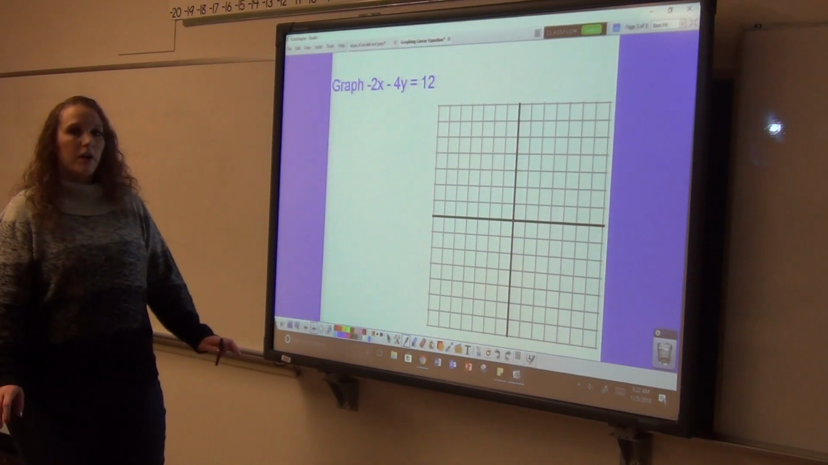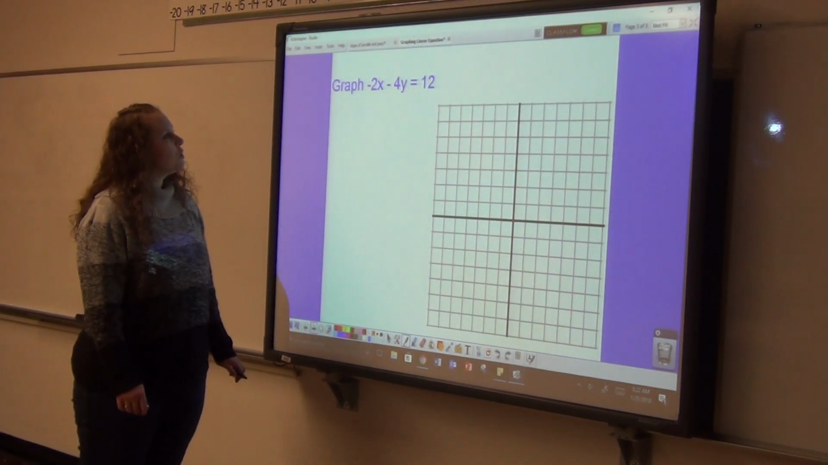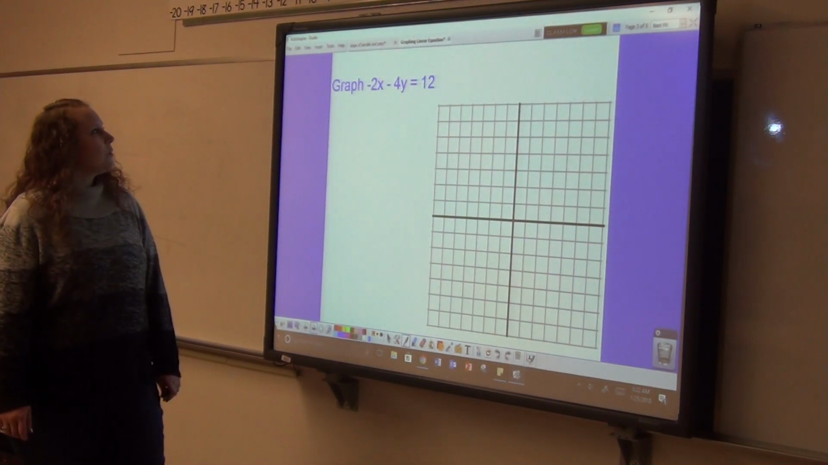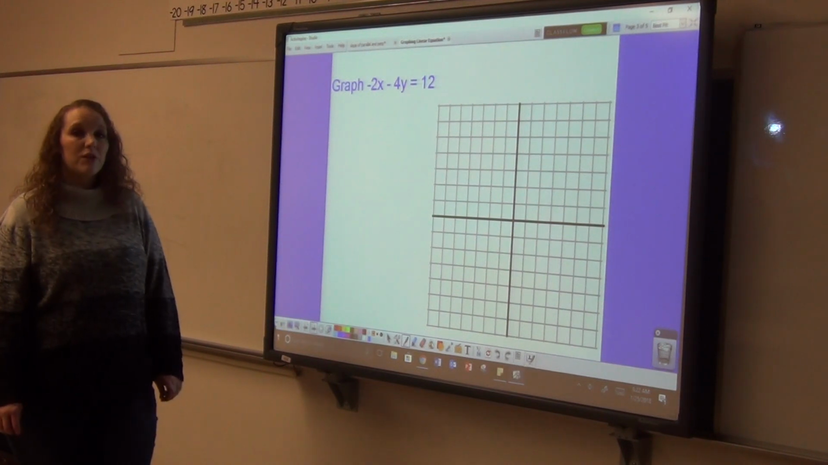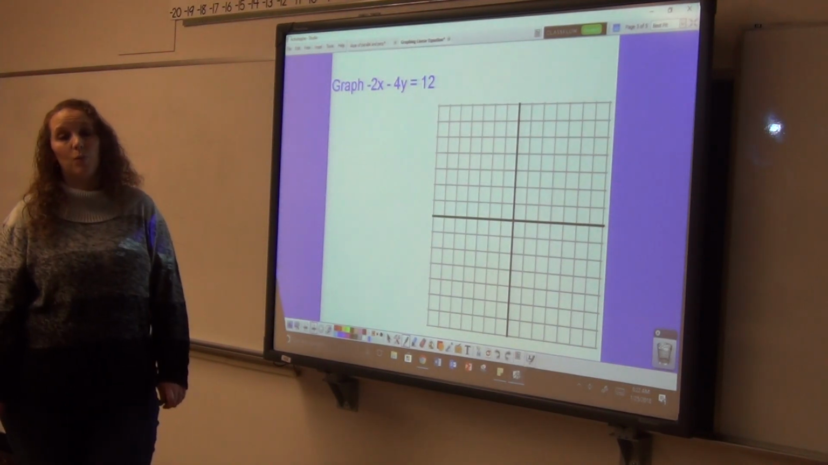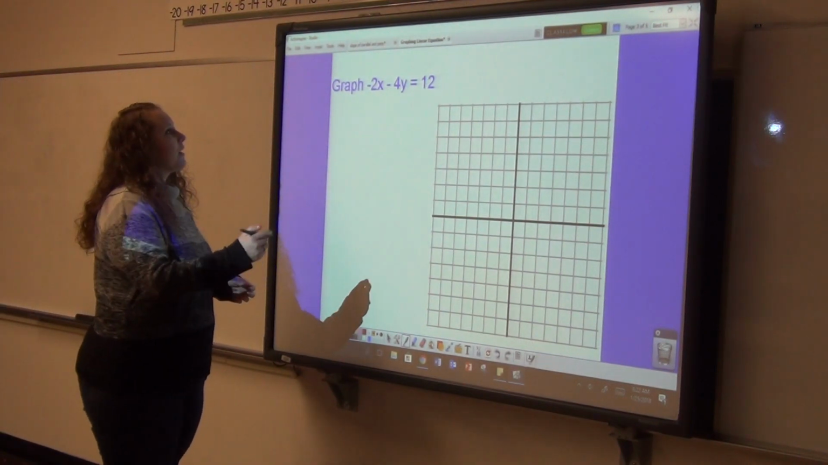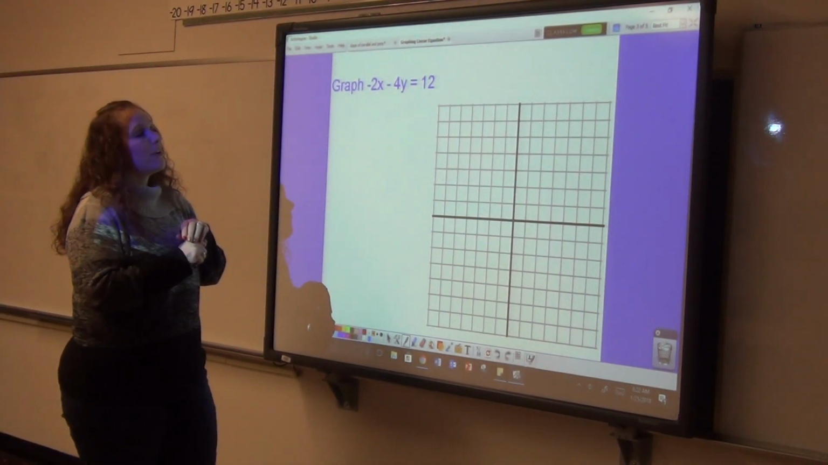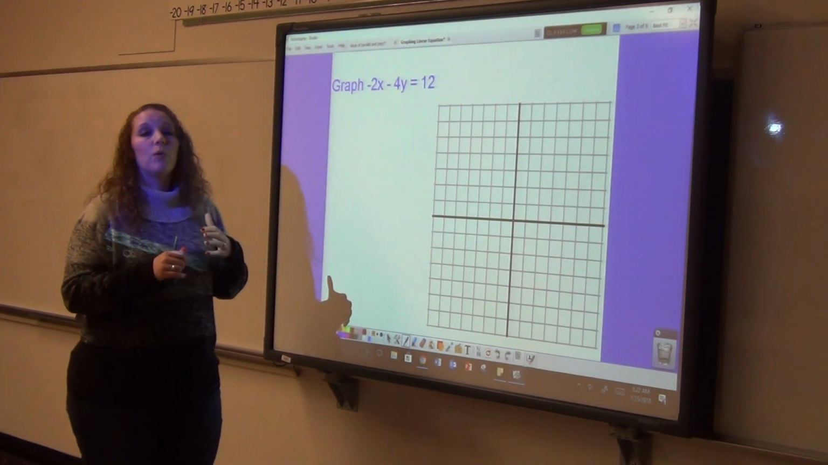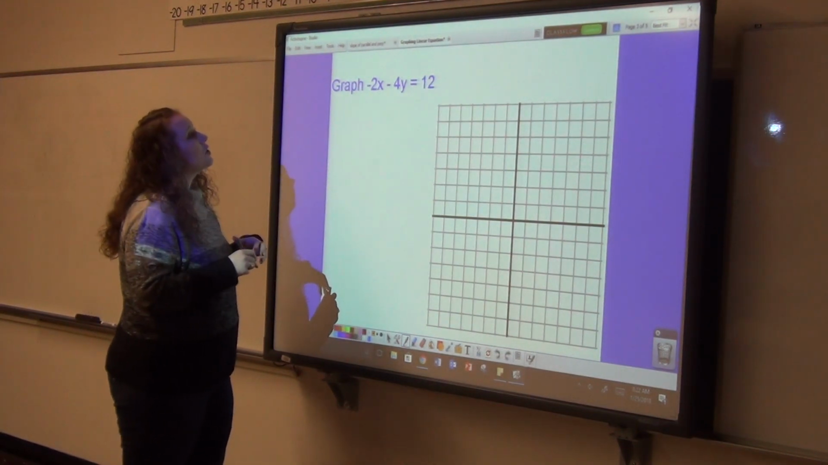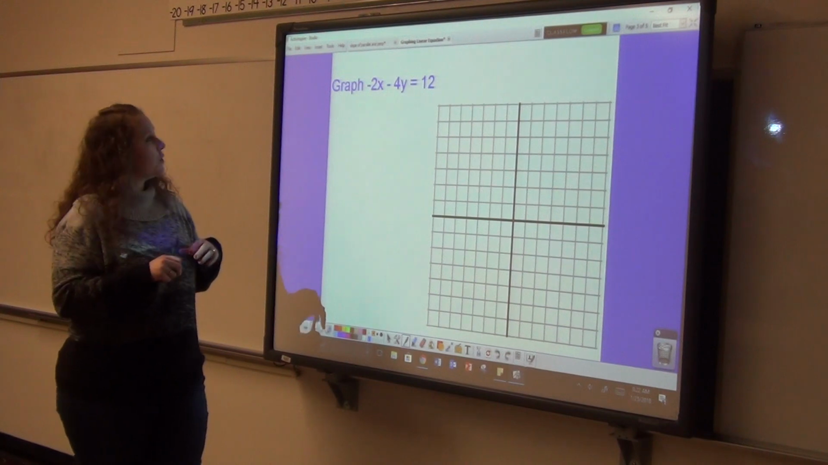There are a couple of different ways to do this. I'm going to show you two today. The first thing we can do is get it into slope-intercept form, which is also called y-intercept form sometimes, and then we can graph it from there. So to get it into y-intercept form, we want to get y alone on one side of the equal sign. We need to use our inverse operations in order to do this.